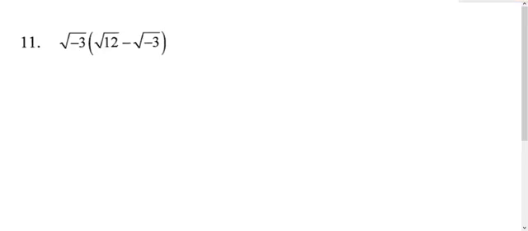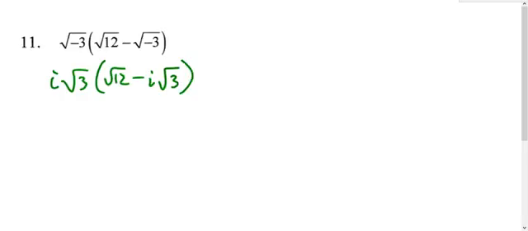If we have square roots of negatives, you first want to change those to be imaginary. So that's i times the square root of 3. That's the square root of 12. You could simplify that, or you could do it later. Minus, take out the i. Now you can distribute.